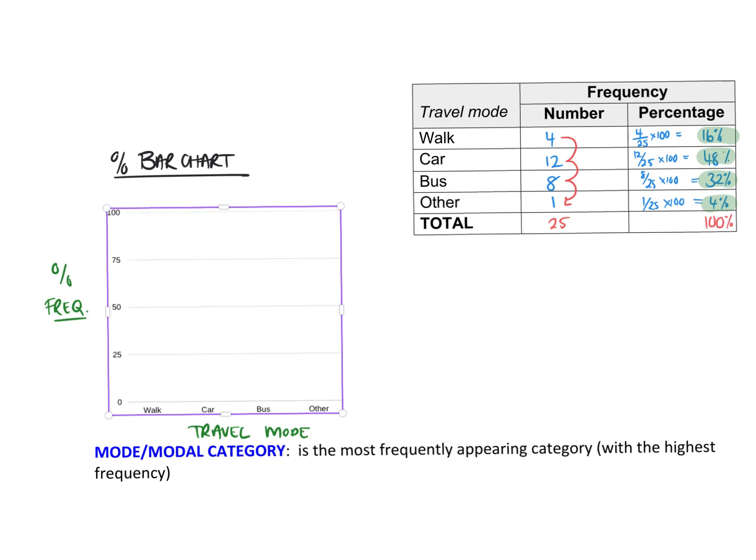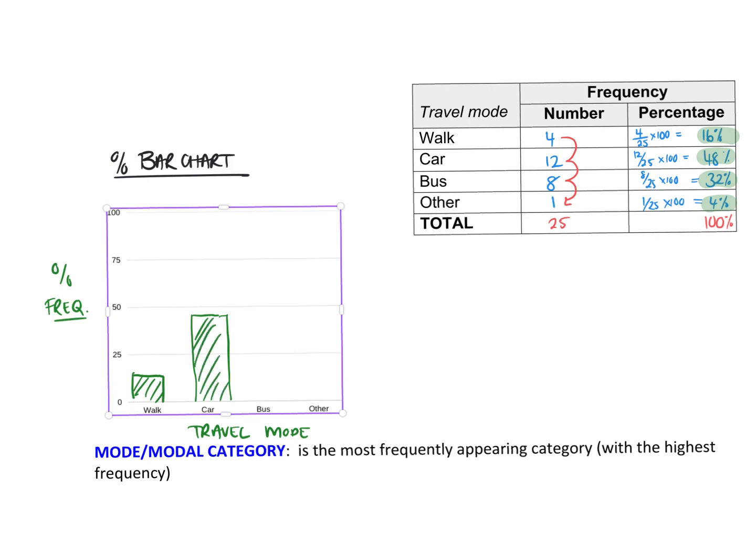So walk is 16%. I'm just roughly doing it, so I'm going to say about here, 16%. On your sheet, you'll have a lot more lines in there, so you'll be able to grid it out. We're just explaining it, so we're being a bit rough. Anyway, 48% for car, so that would be up around there. So I'm putting a break in there.